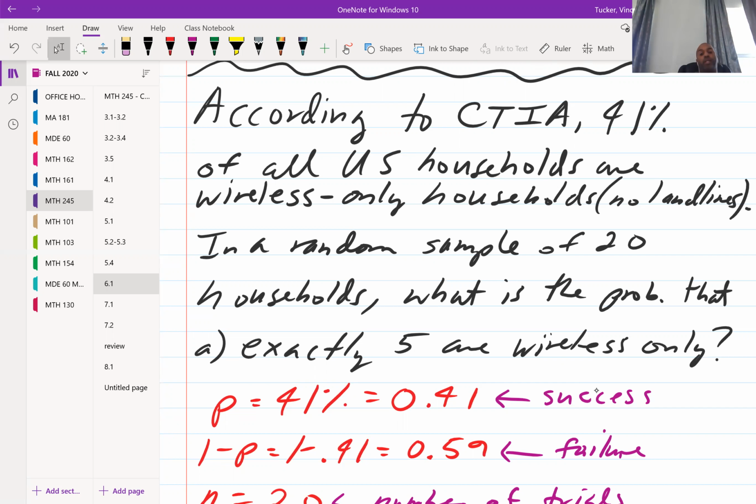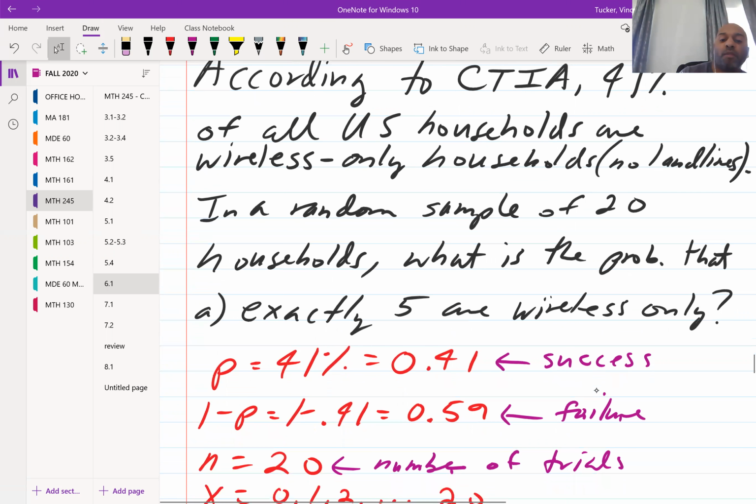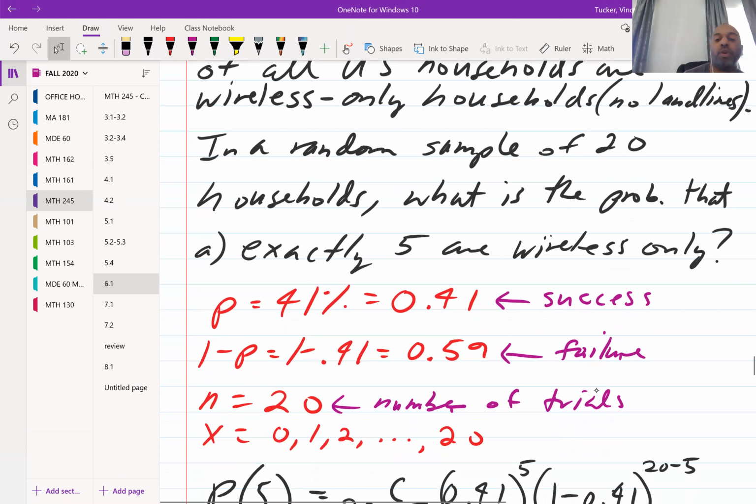All right, so let's go ahead and establish what our givens are. P is our probability of success, 41%, so that's 0.41. Probability of failure, 1 minus 0.41, which would be 0.59. Number of trials is 20. And X is going to go from 0 to 20. Once again, if X is 0, you want to know the probability that when I choose this sample size of 20, none of them will be wireless only homes. If X is 20, we're looking at the probability that all of them will be wireless homes.